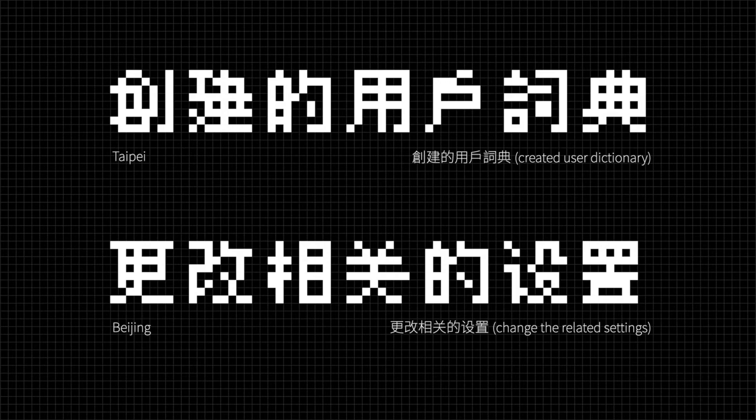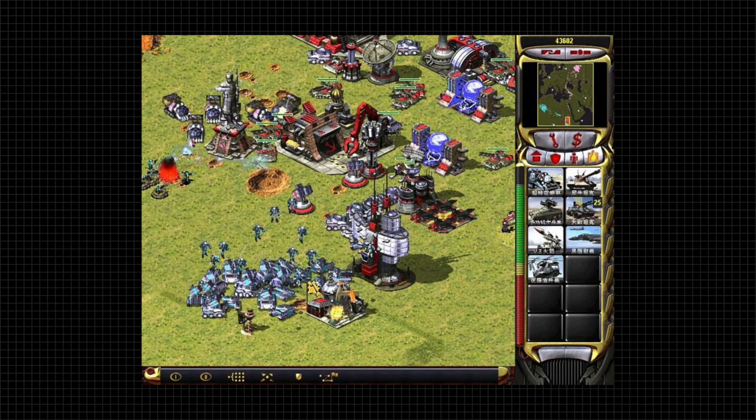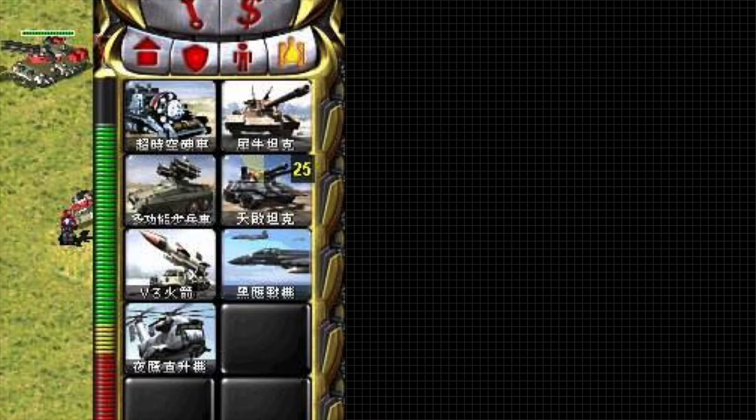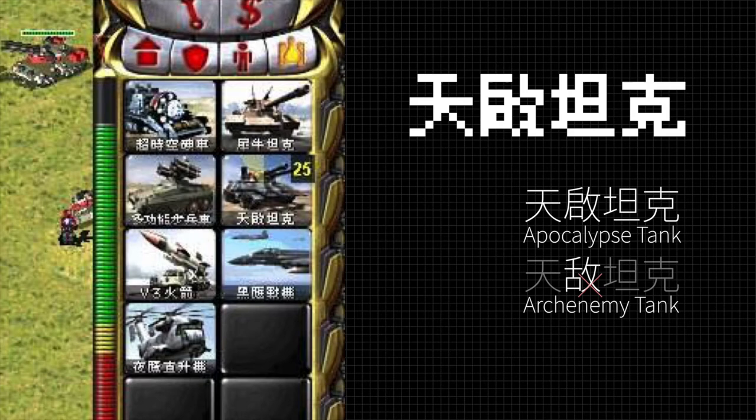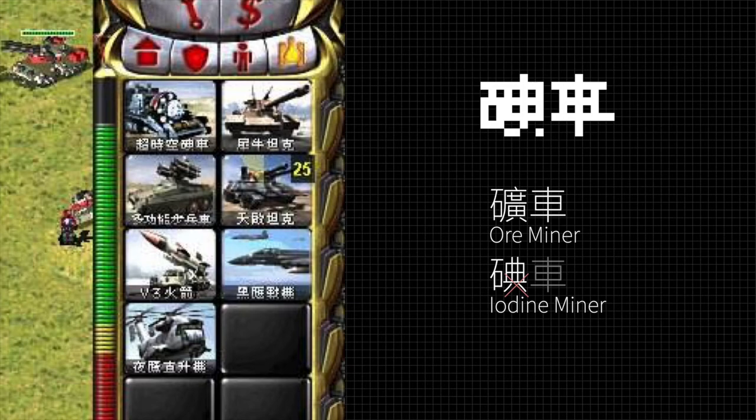becomes dangerously low. And this is one of my most precious childhood memories, Red Alert 2, a game by Westwood Studios. Guess what? You can see 8x8 bitmap Hanzi here, and in traditional Chinese. I have to point out its legibility issues. As a kid who didn't read much traditional Chinese, I had been misreading many weapons' names for years. The unbeatable Soviet Apocalypse tank looks just like a Chinese tank. The ore miner looks like an iodine miner.